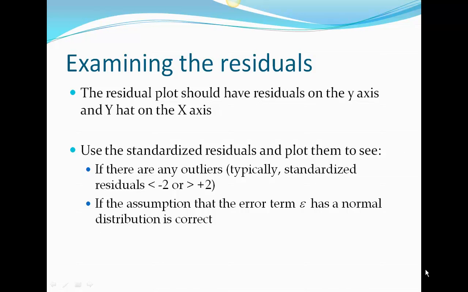So how many graphs do you have to do? Well, if you want to examine them against each individual x, then you would need to do as many individual residual relationships as you have independent variables. We'll actually do that in Chapter 6 when we try to examine the residuals relative to each independent variable.